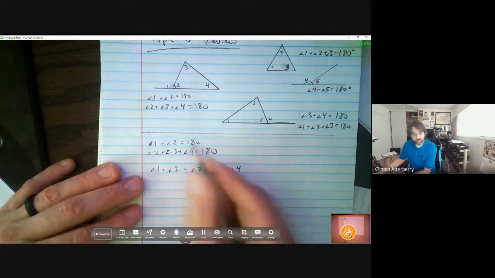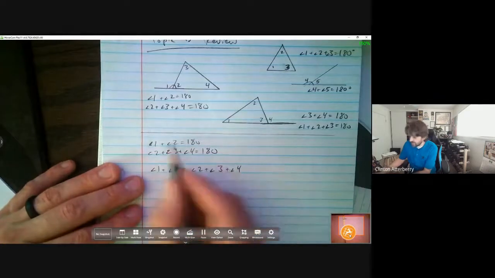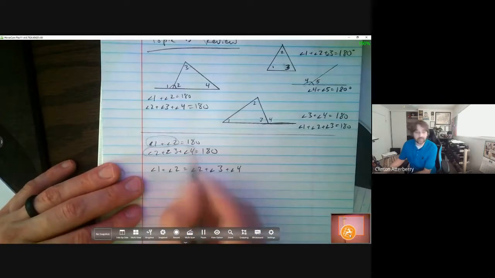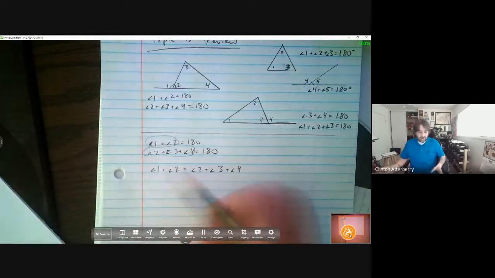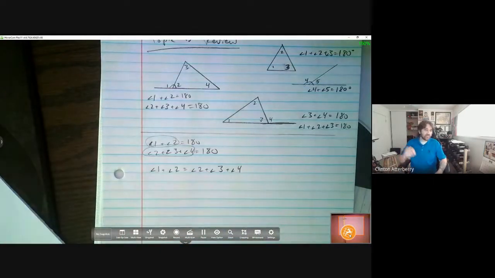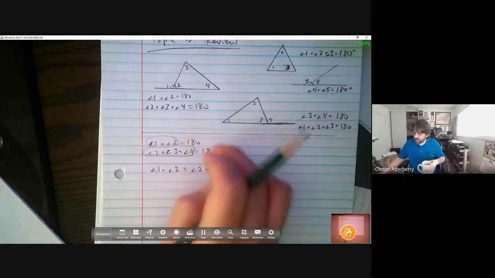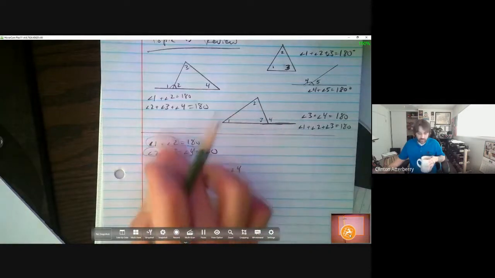If they both equal 180, that says that this has to equal that. Okay, that was the transitive property, if you remember that. You have A equals B, B equals C, therefore A equals C. Like the first thing equals a second thing, the second thing equals a third thing, therefore the first and third things are equal.